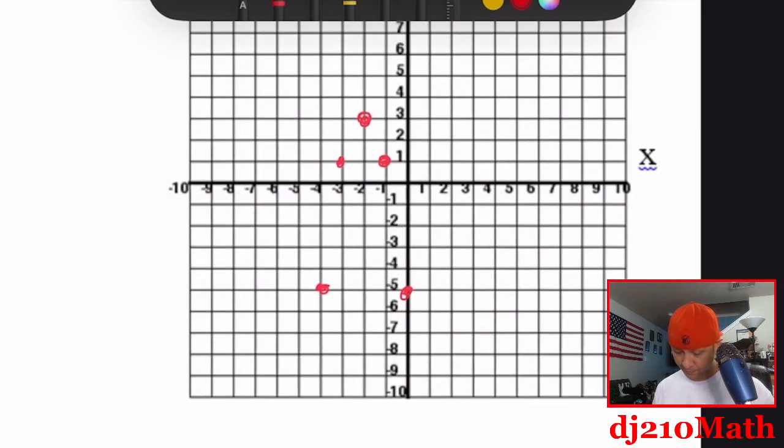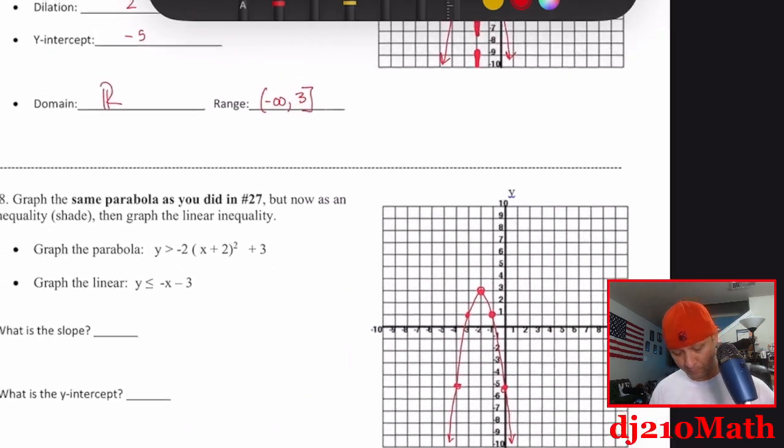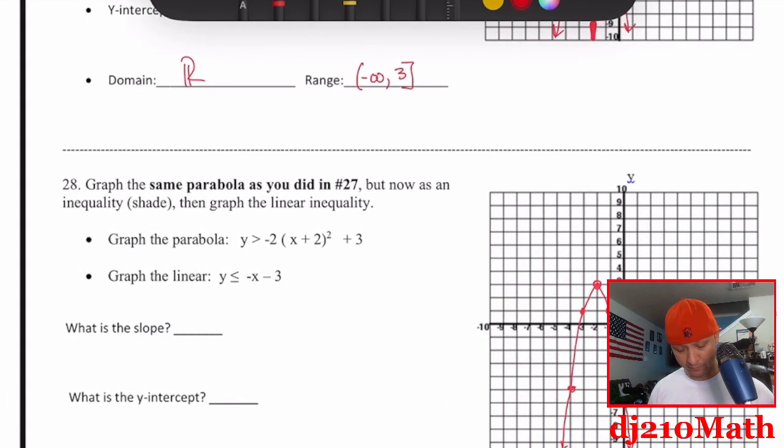Okay. So here it is. There are the points that we found. Graph it. Kind of nice. All right. Okay, so what's about to happen? What do you think? Now, it's an inequality. So this guy right here, it's not equals like it was in the last problem.